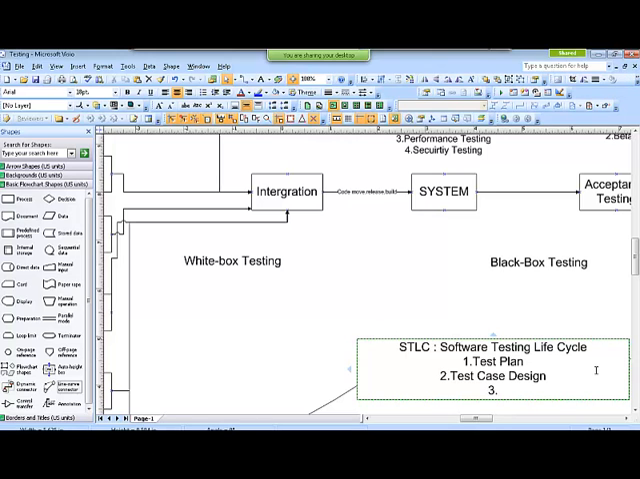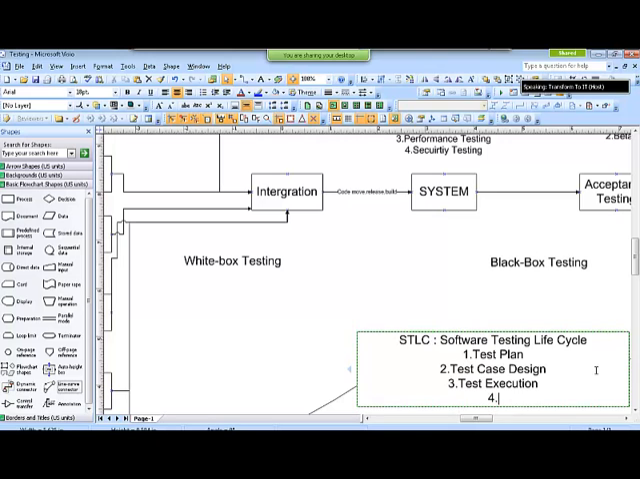What is the third one? Anyone? Test execution. Okay, someone said it's test execution. Yes, it's correct. So I have planned, I have prepared the test cases, and now I have executed. So what is the next one?